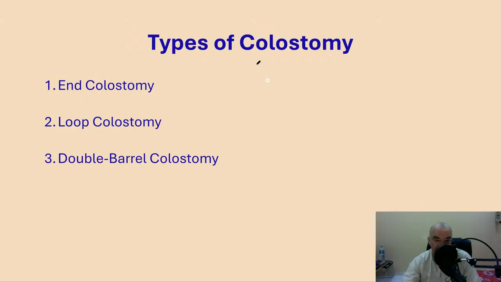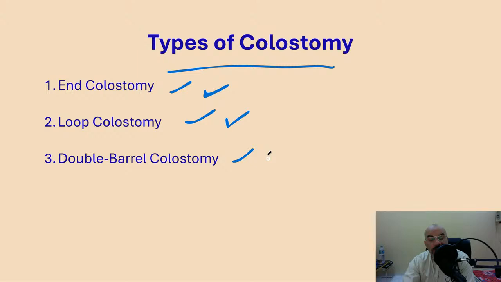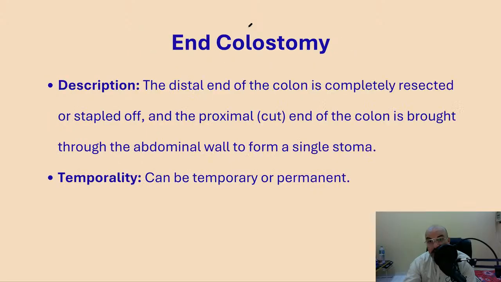When we're talking about the colostomy, there are three categories important for us to know and be familiar with: end colostomy, loop colostomy, and double-barrel colostomy. So these are the three types related to the colostomy, as we will come to. Let's start with the end colostomy.